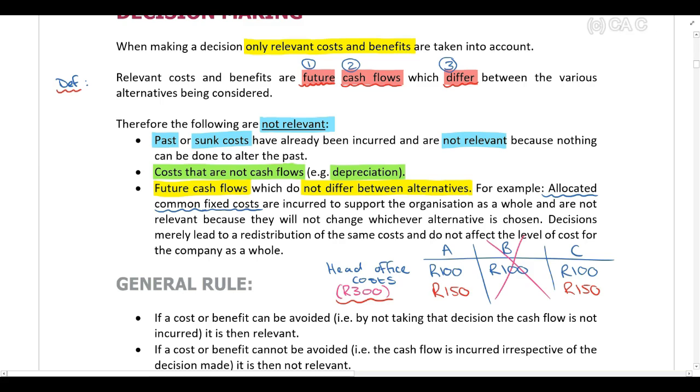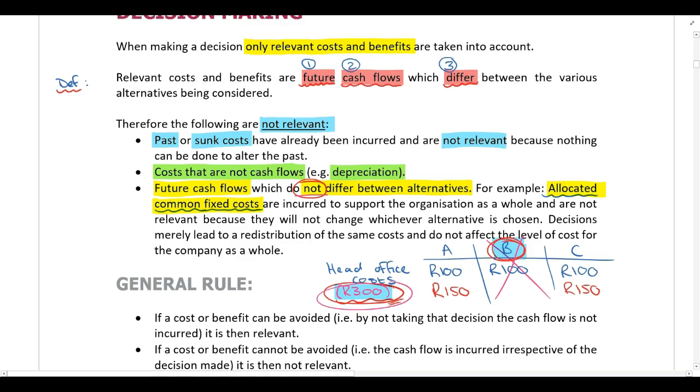But you can see if we are trying to make a decision as to whether we should shut down division B or not, the total cost from the company's perspective does not change. The total cost is still 300 Rand. So what's very important is the cost does not differ between the alternatives. If we do not shut down division B, if we continue with division B, the company head office costs are 300 Rand. However, if we shut down division B, the company costs are still 300 Rand. So the cost does not differ between the alternatives. It's not relevant.